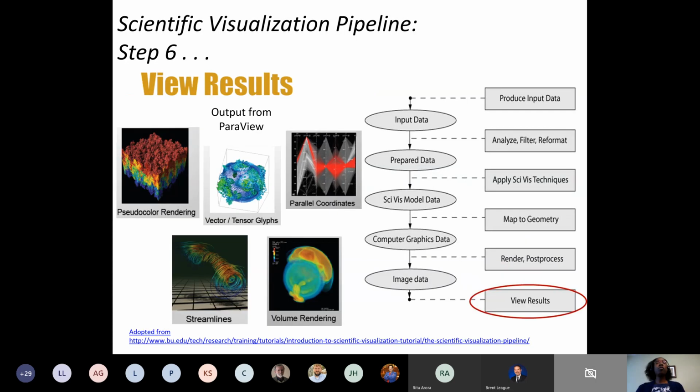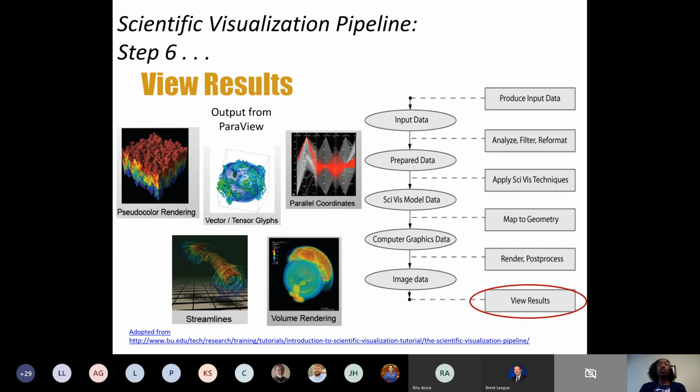Lastly, after you have worked meticulously through this process, you're able to actually view the fruits of your labor, in a sense. Here are some examples of different types of views or outputs that can be generated using ParaView. You can apply pseudo-color renderings to point out things that are of particular reference or interest to you, to highlight different aspects of your visualizations.